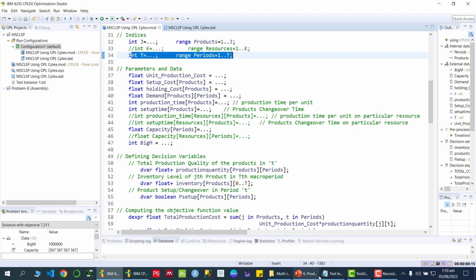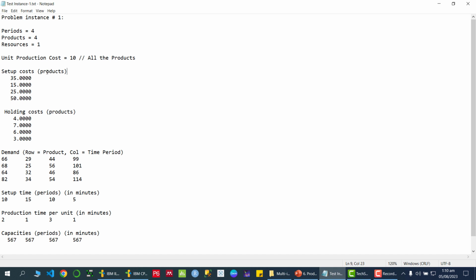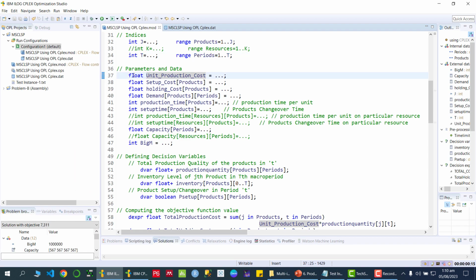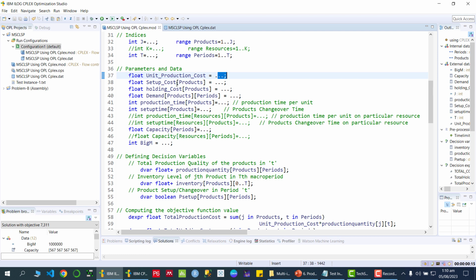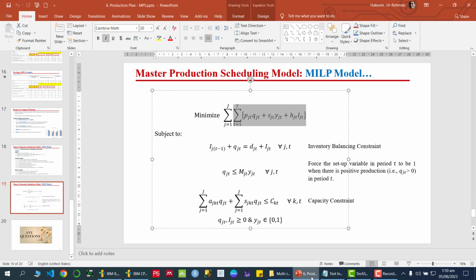to define is basically the unit production cost, because the unit production cost for all the products is 10. So that's why I'm not using an array. I'm simply using a decision variable, which is I'm going to define float unit production cost is equal to 3 dots, and over here I'm defining the unit production cost is equal to 10. The next thing we need to define is basically the setup cost. This production cost we have already defined. We need to define setup cost and holding cost.